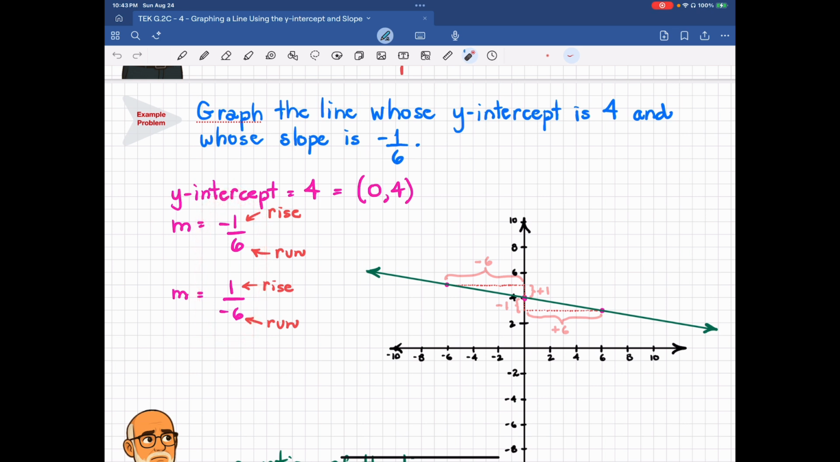So I connect my 3 points right here to here to here, and I extend them out with arrowheads because this is a line. And now I have graphed my line.